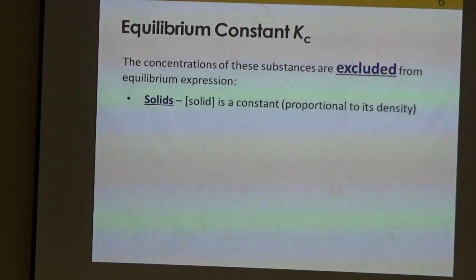Okay, so the concentrations of these substances are excluded from the equilibrium expression. Now, I want you to think a little bit about this to understand why this is so. The concentration of a solid is proportional to the density.